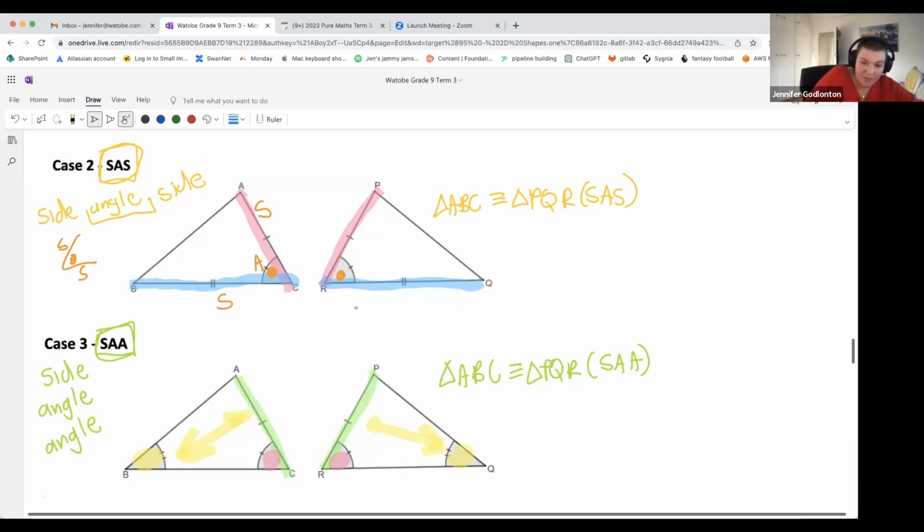Sometimes your teachers may want you to write it like this. So they might want you to write angle, angle, corresponding side. If that's how they want you to write it, please write it the way that your teacher would like you to write it. The corresponding side is just telling us that it needs to be in the right place. So the side is in the same position on both triangles. Yeah, some teachers do like that.